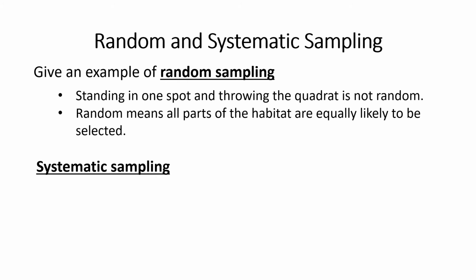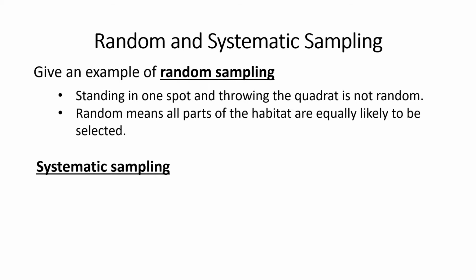Okay, standing in one spot and throwing is not random. Don't say that for A-level, folks. Everything has to be equally likely. As I said, gridding out the map, gridding out the actual area where you're taking the sample from, and then allocating numbers to each bit of the grid and drawing bits of paper out of a hat is truly random.